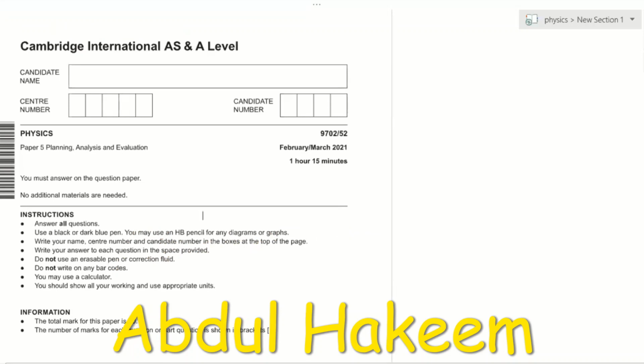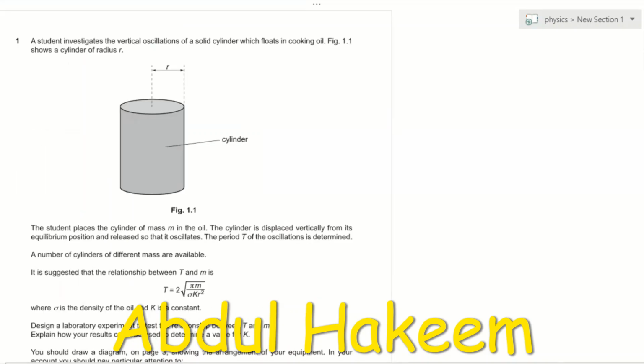Okay, now question 1 from this paper. This is paper 5, Planning, Analysis and Evaluation, February/March 2021, and the variant is 5.2. So question number 1 is: a student investigates the vertical oscillations of a solid cylinder which floats in cooking oil. The figure shows the cylinder of radius r.